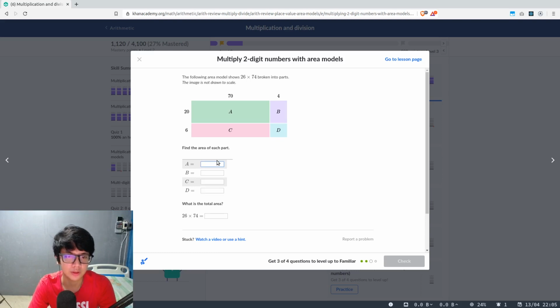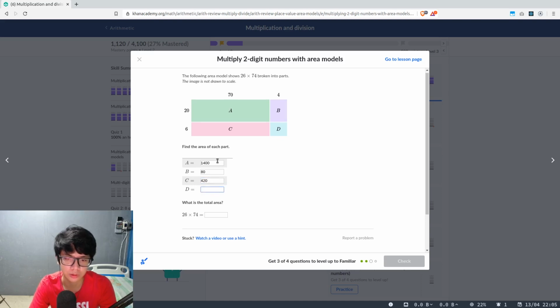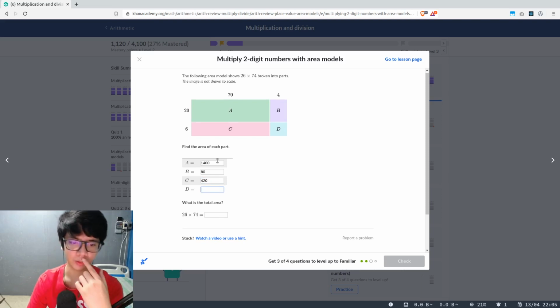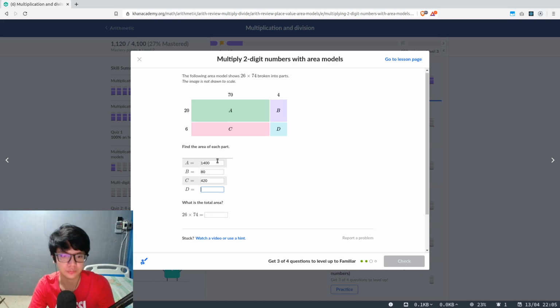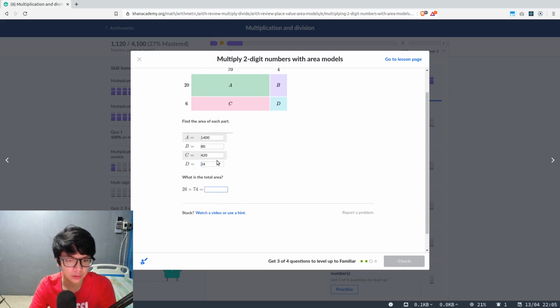So we have 70. This is gonna be 1,400, and then for B we have 80. For C, oh my god, 7 times 6. Shoot, that's 42. 420. Then am I sure about this? This is 420. Yeah, 7 times 7 is 49. Then we have 4 times 6. It's gonna be 24. Let's add everything up.